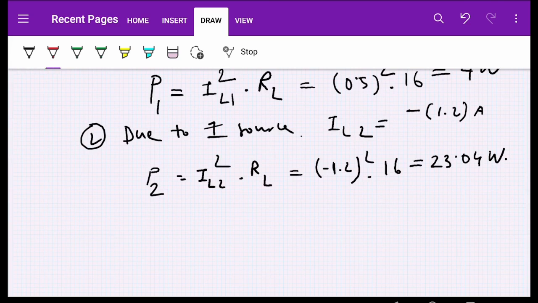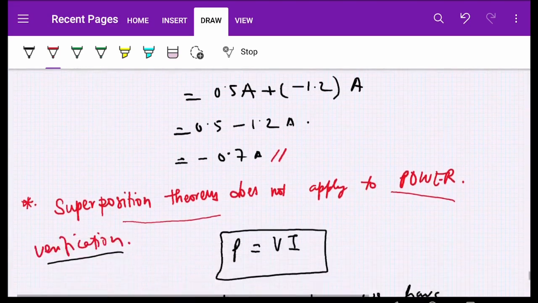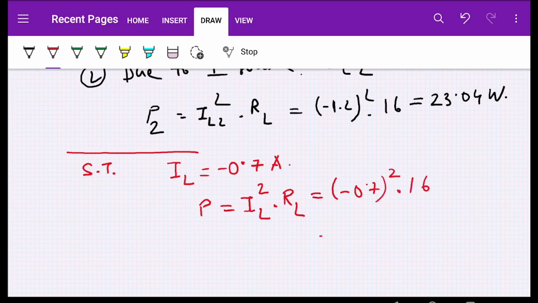And after applying the superposition theorem, we got IL as 0.7 ampere. So let's say this is the total power. It should be the total power because this is after applying the superposition theorem, with the response due to the voltage source and current source. So P equals IL squared into RL, 0.7 squared into 16, which comes to around 7.84 watt.